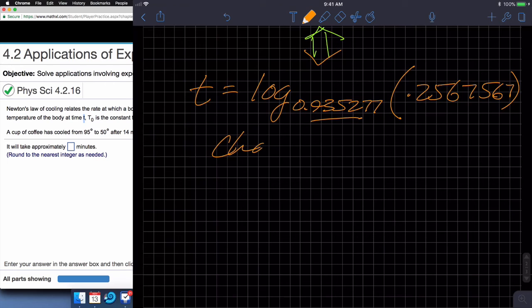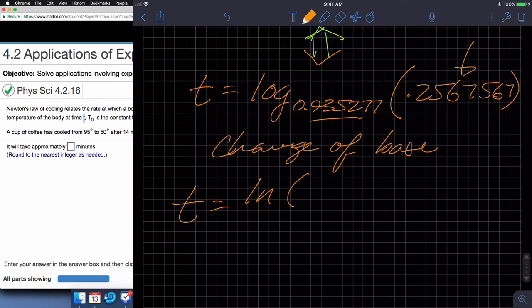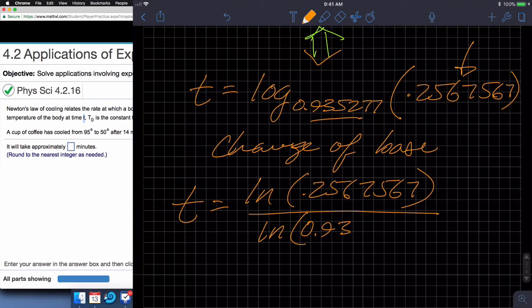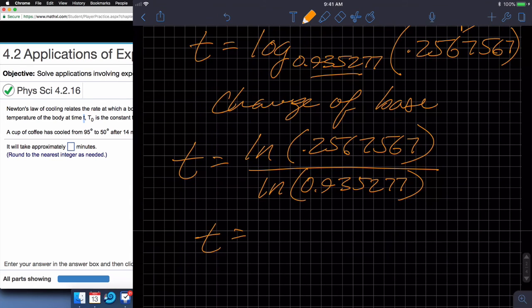Now, that's a crazy base to be trying to use a calculator on, so I'm going to have to use what we called the change of base formula, which was t is equal to the logarithm. You can use natural log or log base 10, but I'm just going to use the natural logarithm of the argument, 0.2567567, divided by the log of the base, which is 0.935277. So now I get to type that into my calculator, which is a clunky phone version of Desmos.